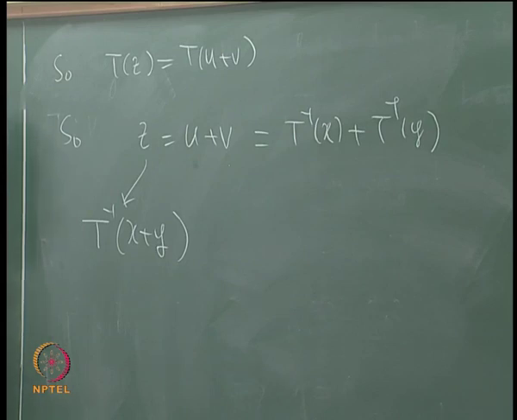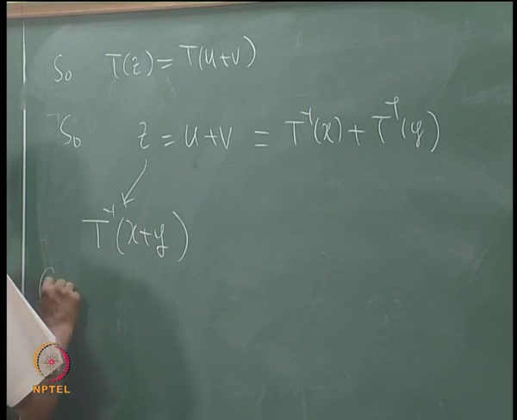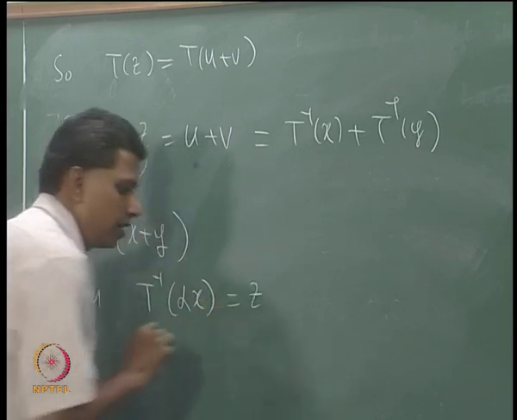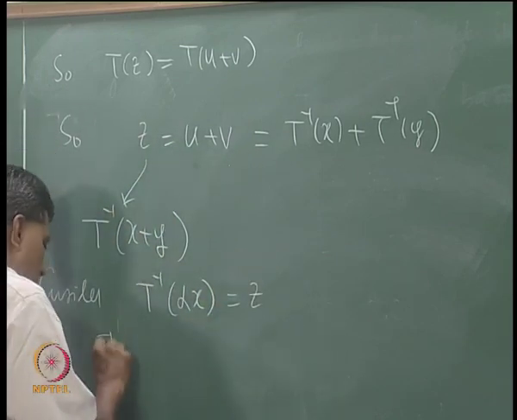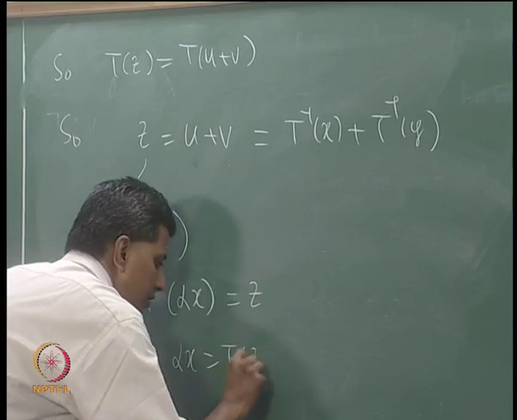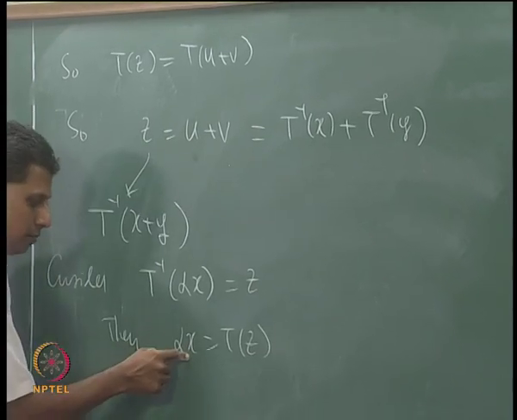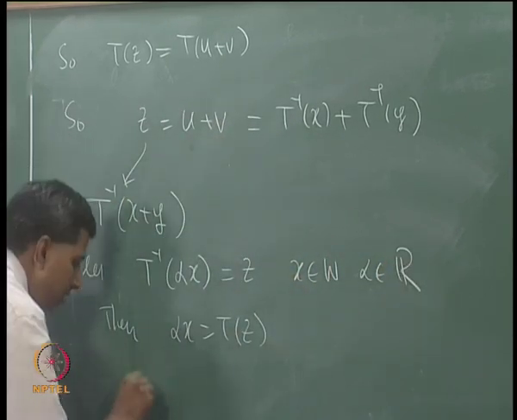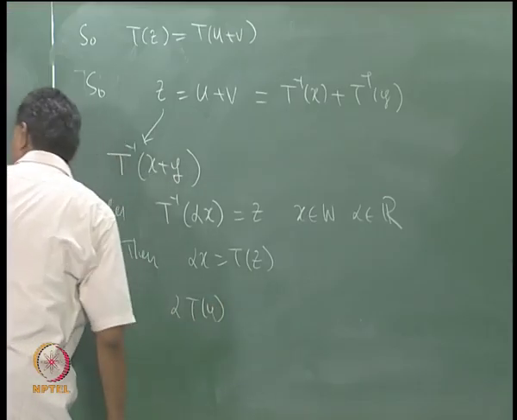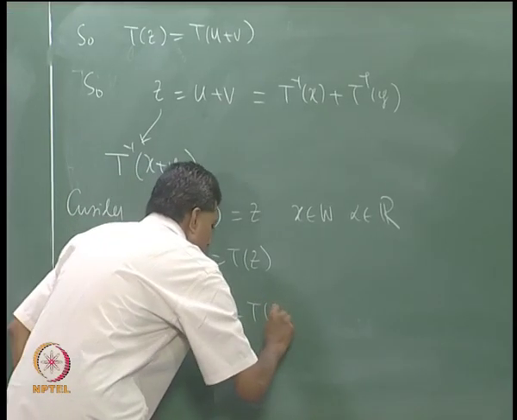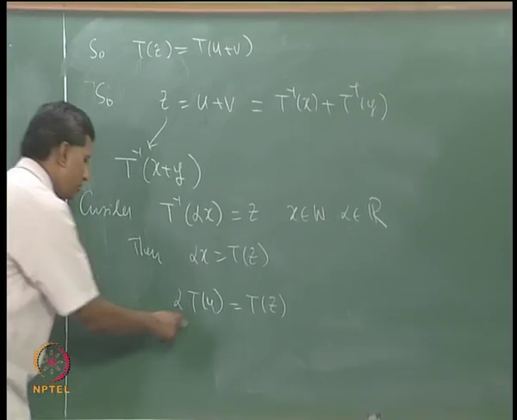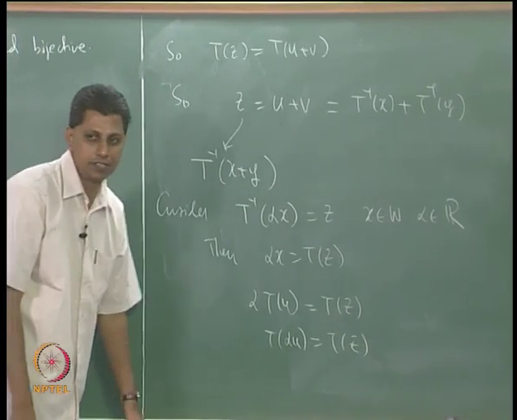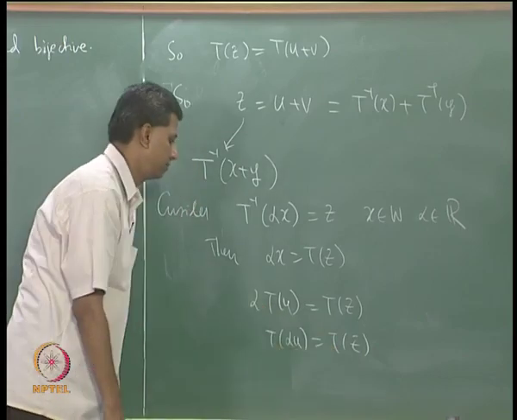The second part is similar. Let me go through that quickly. Consider again T inverse of alpha x, I will call that z. Then alpha x is T of z, x is in W, and so I can write this as alpha T of u. I am using the same u. Alpha T of u equals T of z. T is linear, so this goes in. T of alpha u equals T of z. T is injective, alpha u equals z.